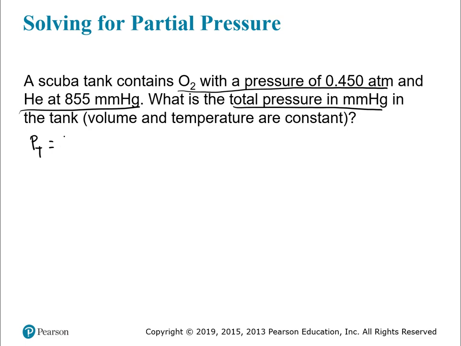Well, we know that the total pressure is going to be the sum of the pressure from the oxygen and the pressure from the helium. The pressure of the oxygen we're given in atmospheres. The pressure of the helium is given in millimeters of mercury. If we tried to just add those two together, it would be wrong. We can't add atmospheres and millimeters of mercury. The question is also asking for millimeters of mercury as the answer. So that means those atmospheres must be converted.